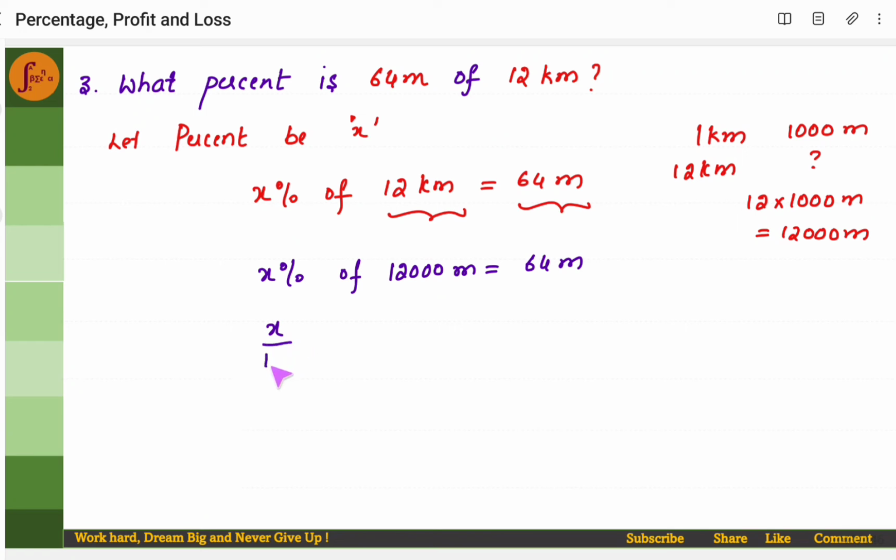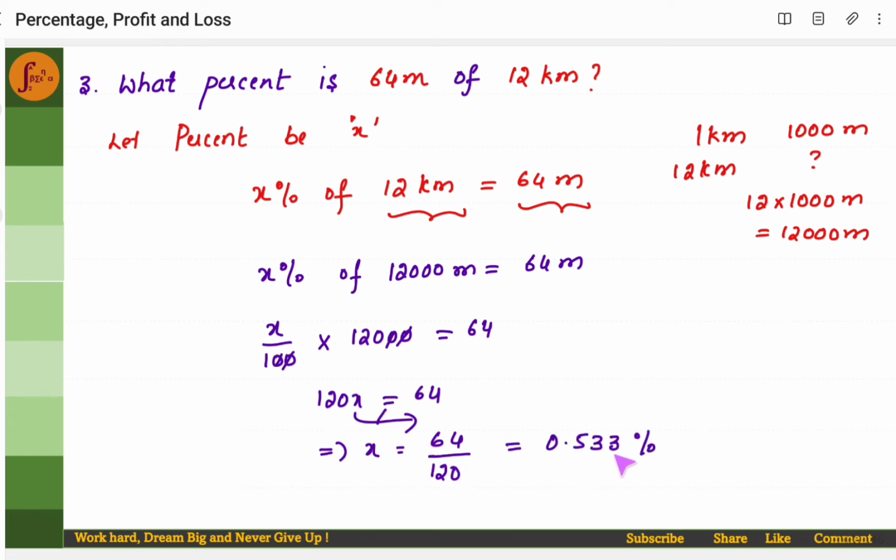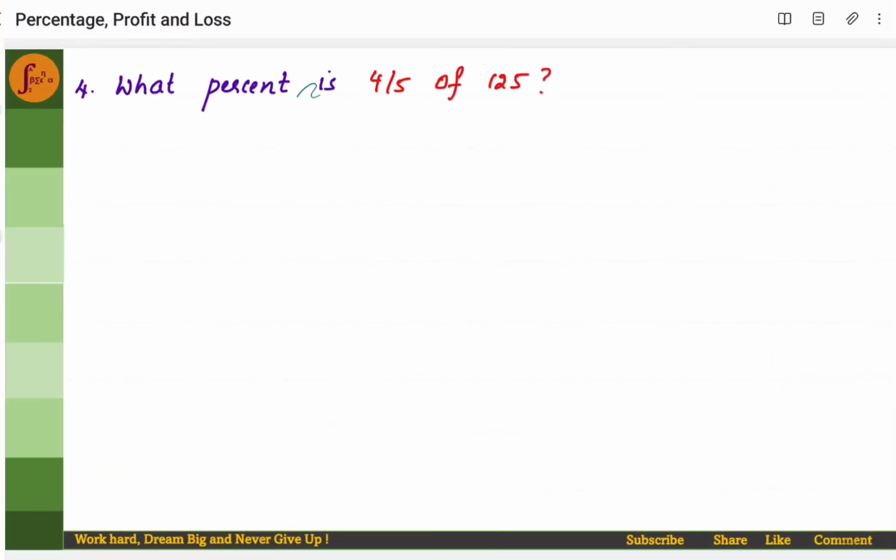So x percent is x by 100 into 12,000 is equal to 64. So I'll get 120x is equal to 64, which means x is equal to 64 by 120. 120 is multiplied with x, so when I shift it to the other side, it will become division, which gives 0.533%. So x is equal to 0.533%. This is the answer.